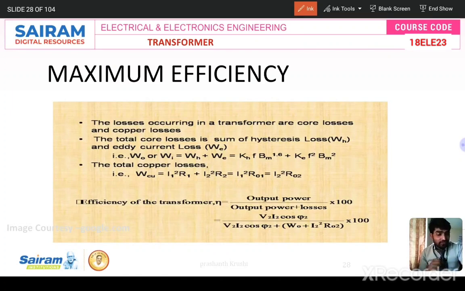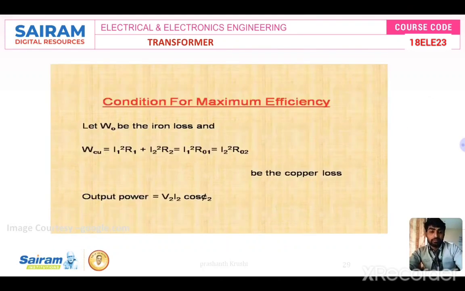And what about the efficiency? Efficiency is output by input. It's the ratio of output power to the input power. You can say output power V2 I2 cos phi 2 divided by V2 I2 cos phi 2 plus iron loss plus copper loss, into 100. That is the efficiency formula.